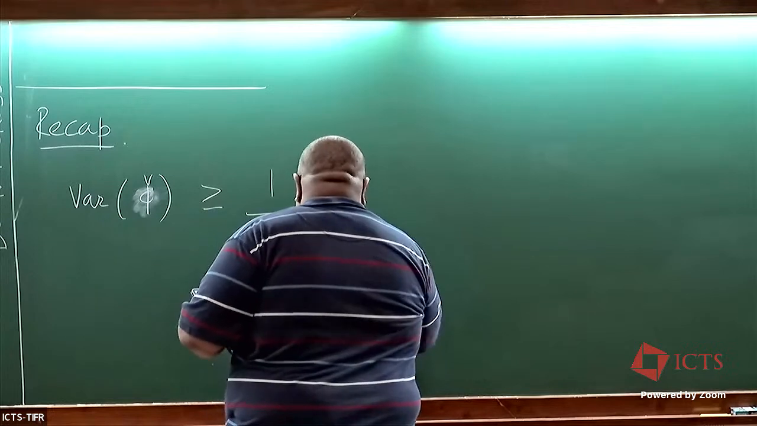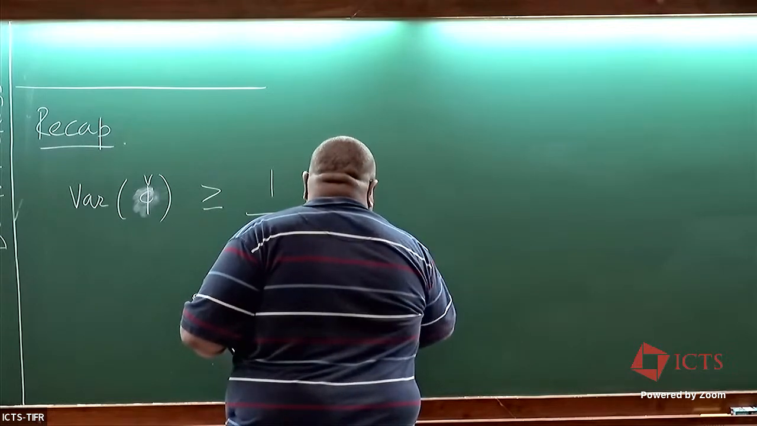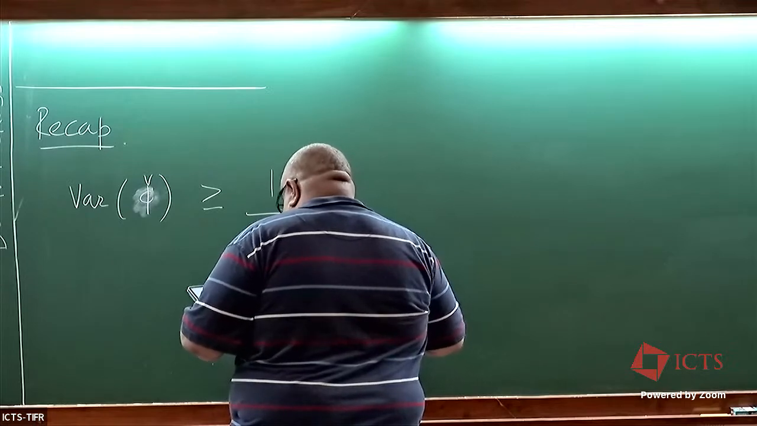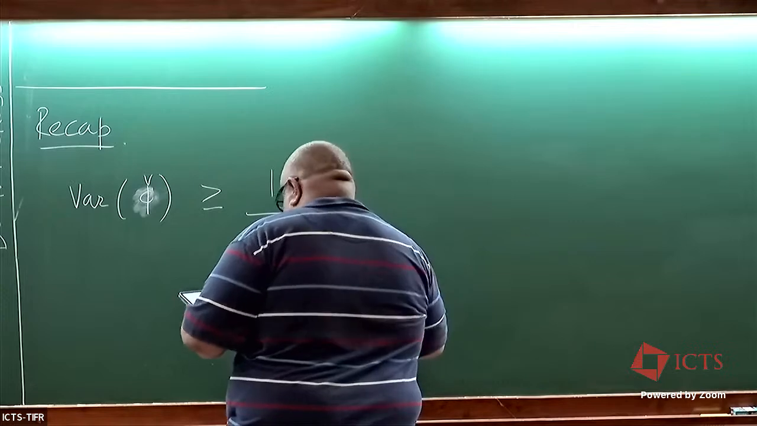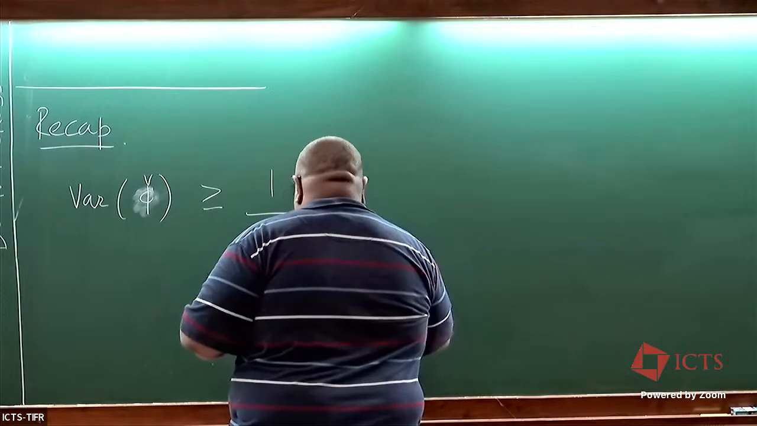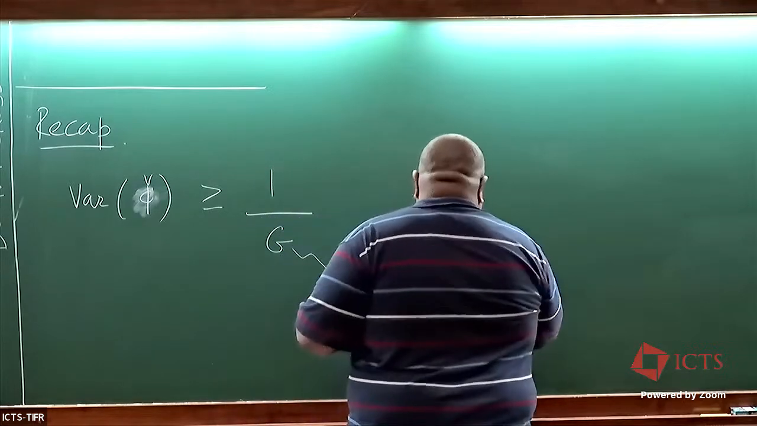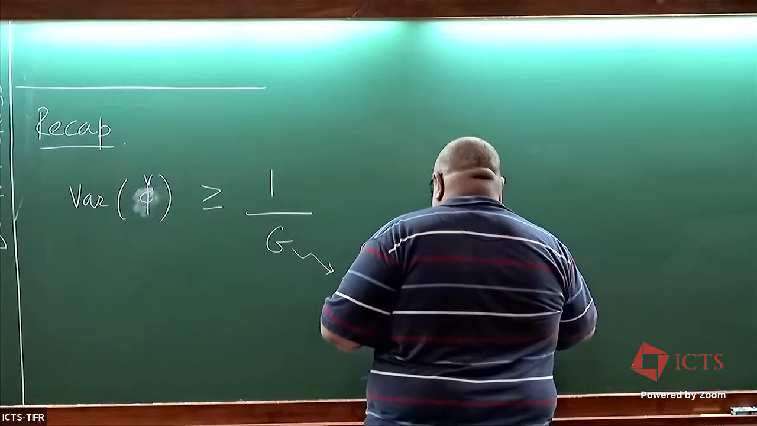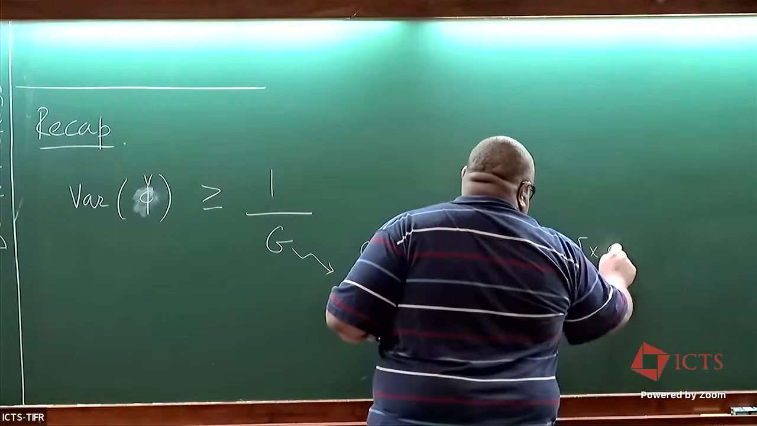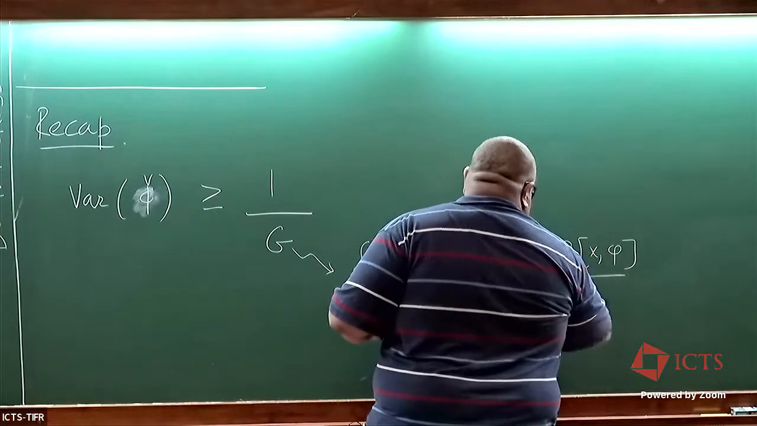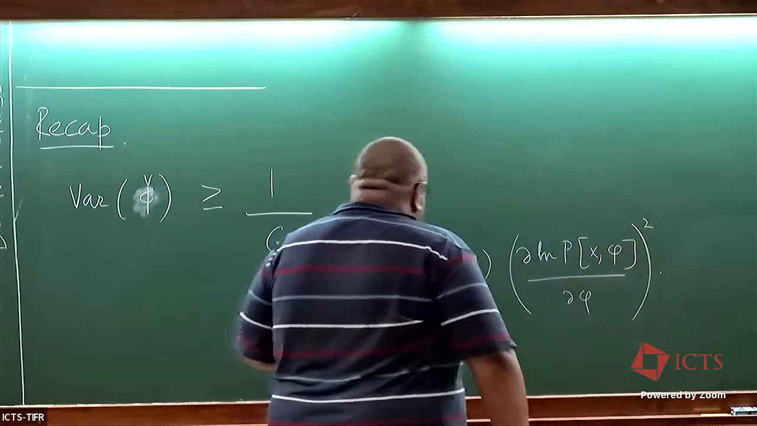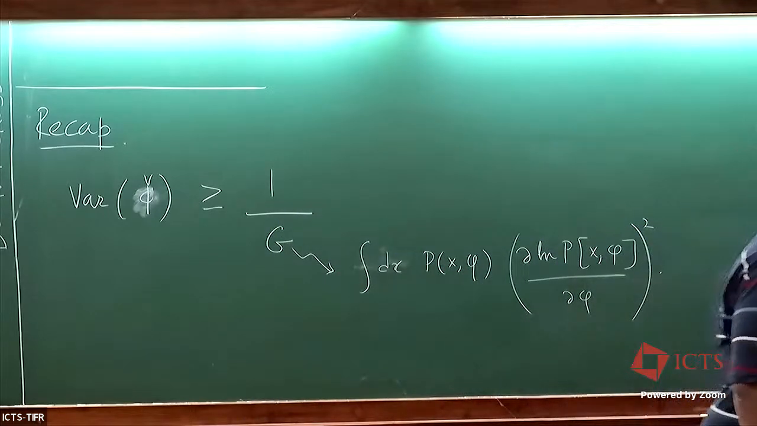This quantity is basically the expectation value of, so I wrote it as several things, including integral dx p of x comma phi times log p of x comma phi by del phi. Okay, and I was basically saying yesterday that we'll motivate this in several different ways so that you gain intuition, and I can share the intuition that I have with you.